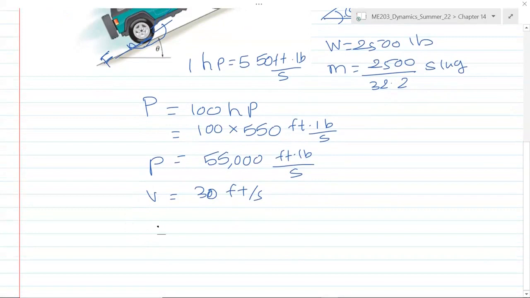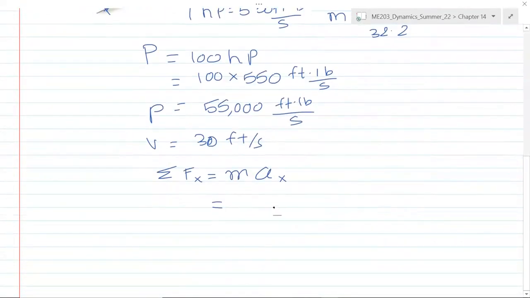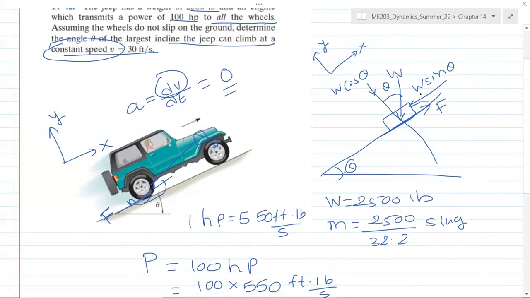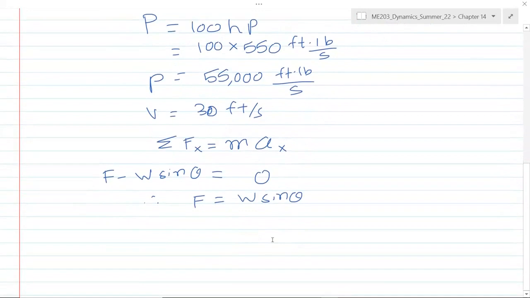Now we can apply the equation of motion. Sum of forces along the x direction is equal to mass times x acceleration of the jeep. Now x acceleration is the acceleration of the jeep parallel to the incline, and that is 0. What it means is that there are two forces along the x-axis: W sine theta, which is in the negative x direction, and F, which is in the positive x direction. So F minus W sine theta is 0. Therefore, F is W sine theta. We will make use of this equation in the final formula for power.